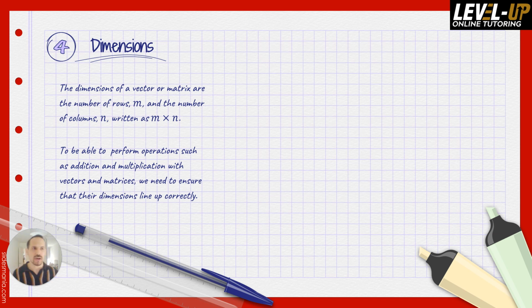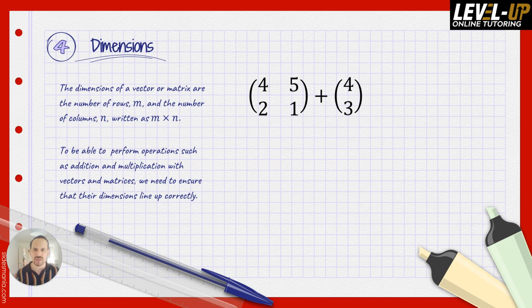So, to be able to perform operations such as addition and multiplication of vectors and matrices, we need to ensure the dimensions line up. So we can't just do any operation we want. It doesn't always work. So say if we wanted to do something like this, it doesn't work, because we're adding a 2 by 2 matrix and a 2 by 1 matrix. And we know that with addition, you add up each of the elements. So we might do the 4 plus the 4, the 2 plus the 3. Well, what does the 5 add to? And what does the 1 add to? Well, it just doesn't work. You can't do that. So that's essentially an operation you just can't do.